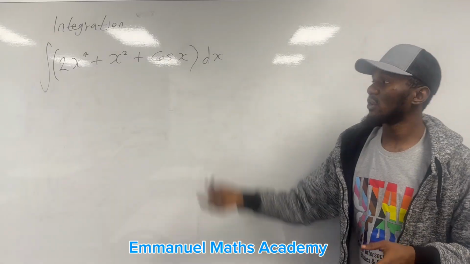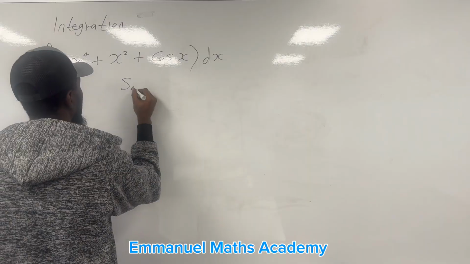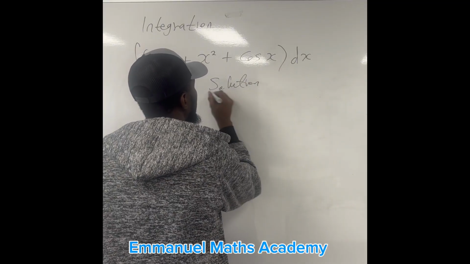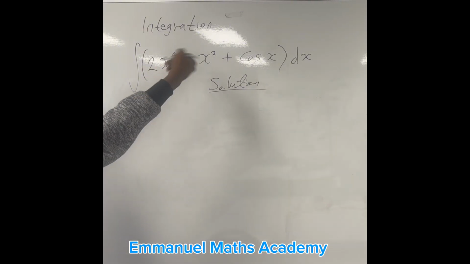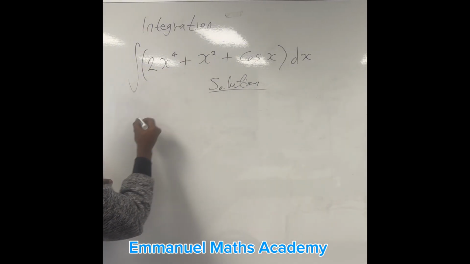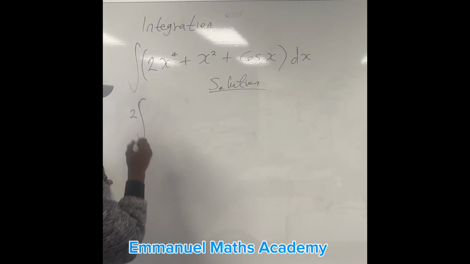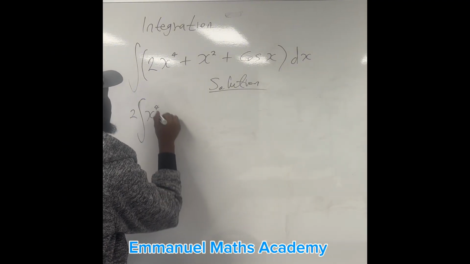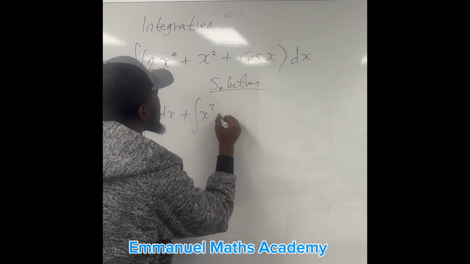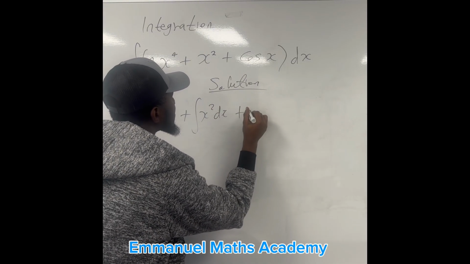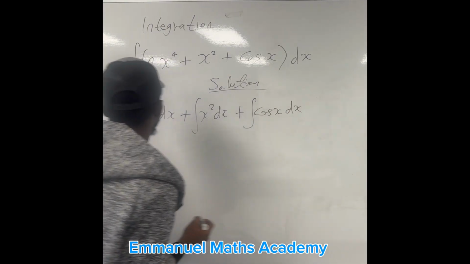Hello, so we want to evaluate this indefinite integral, right? So solution. First of all, we expand this integral and the x into what we have inside this parenthesis. Here we have 2 integral x power 4 dx plus integral x power 2 dx plus integral cos x dx.